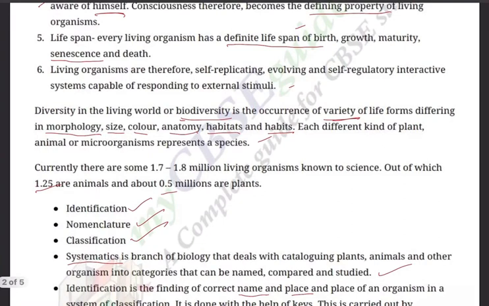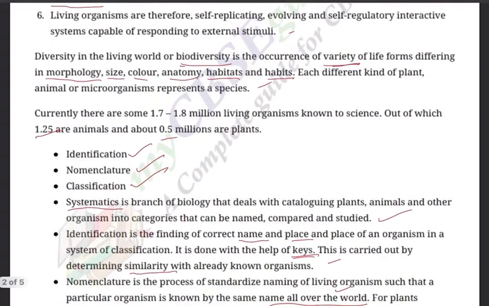So we need to classify these. And for this, the first basic thing that we have to do is identification. After identification, we have to give a name, nomenclature. After nomenclature, we go for classification. And then systematics is a branch of biology that deals with cataloging plants, animals and other organisms into categories that can be named, compared and studied. So basically systematics is on the basis of evolutionary trends. It's not only the arrangement of plants, animals and other microbes based on morphology and anatomy. It is also evolutionary trends.